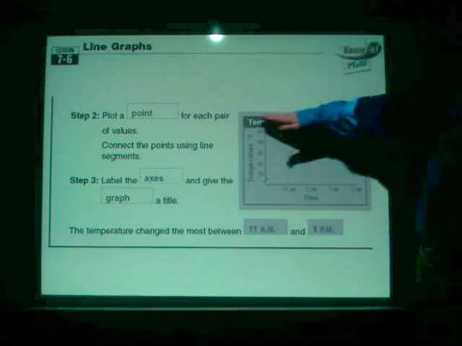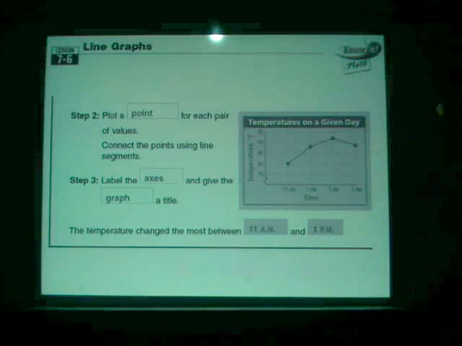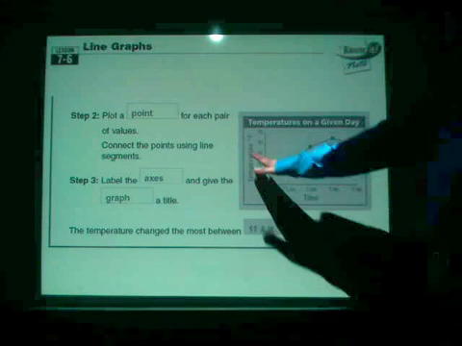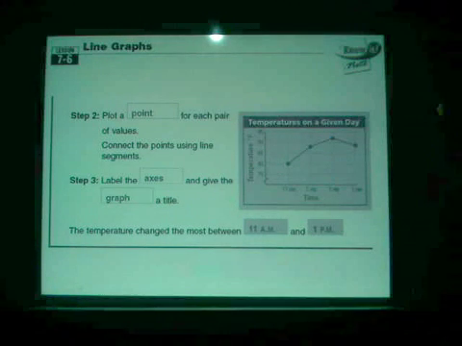Notice they've also given the graph a title, which is one of the essential steps of creating a well-prepared graph. They've labeled this axis time and this axis temperature, which is also one of the proper steps in creating a well-prepared graph. And then they answer the follow-up question by asking, where did the temperature change the most?